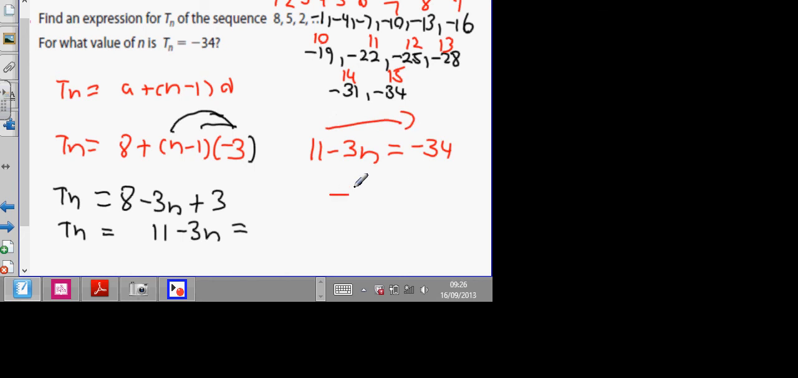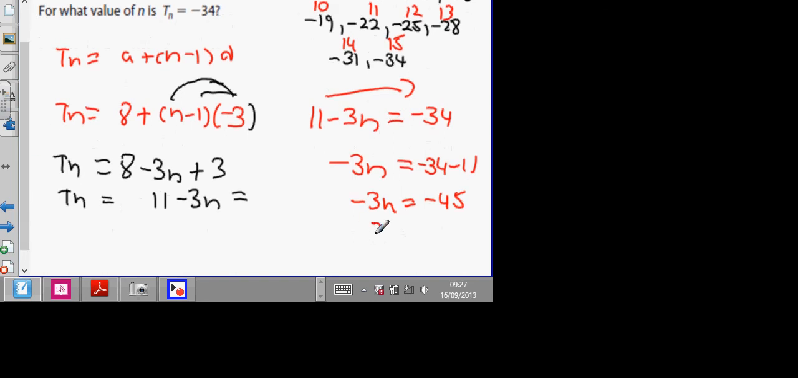Bring over the 11. Minus 3n equals -34 minus 11. Minus 3n equals -45. 3n equals 45. n equals, anybody? 15. Okay? So that's a more complicated way of doing it, but it's actually the more necessary way of doing it. Okay?